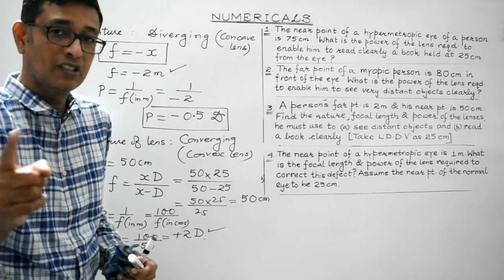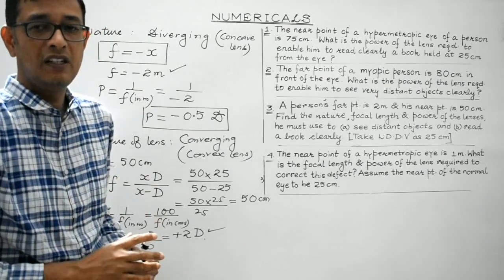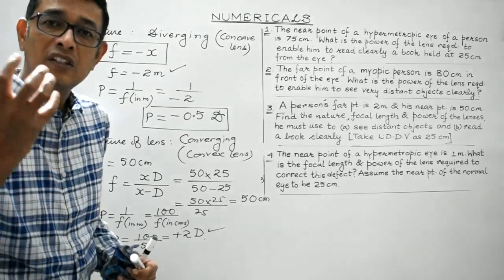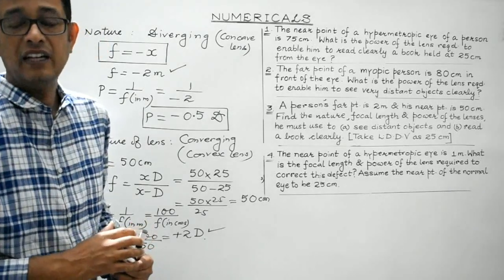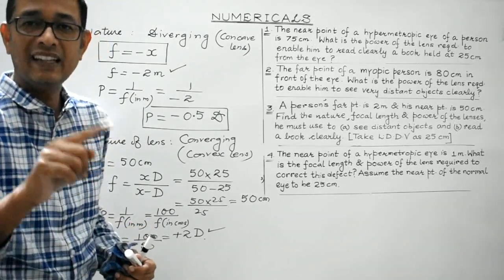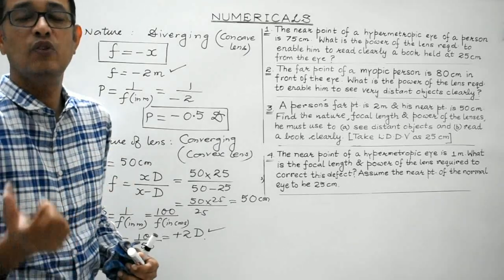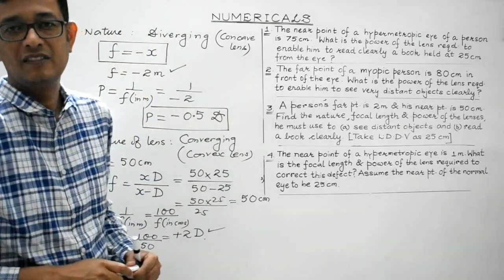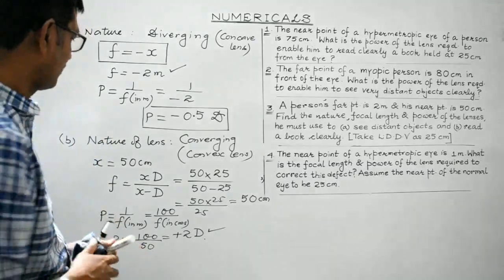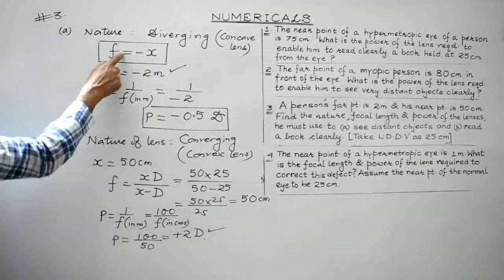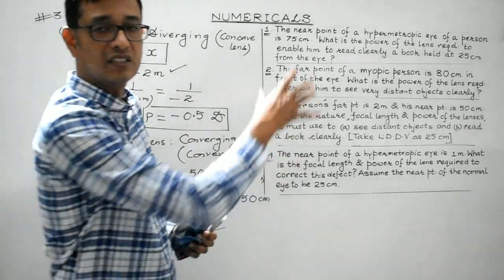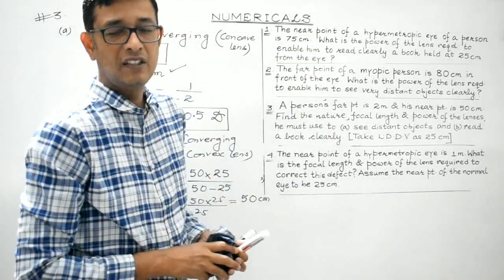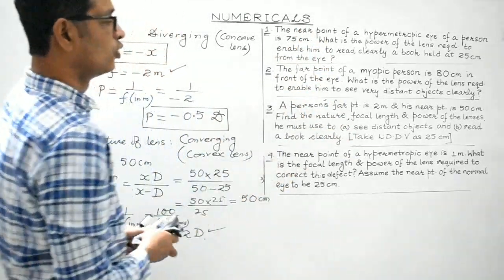And in case a person is suffering from hypermetropia, then he needs to make use of a convex lens. And in that case, the focal length is given by xd divided by x minus d, where x would be the near point of the hypermetropic eye. Understood, students? So only these are the two formulas to be used in numericals concerning eye defects, right? So let's try to attempt the fourth question as well.